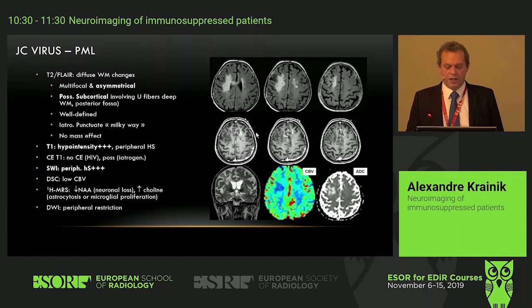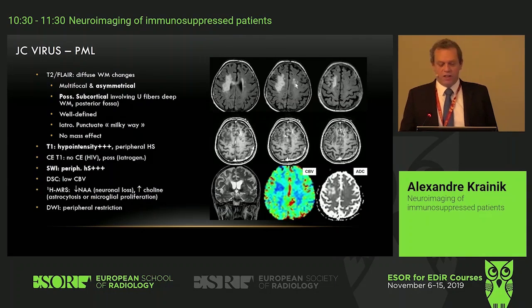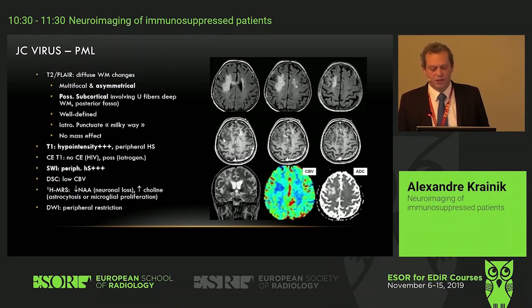And here on the imaging, what you see is a rather multifocal hyperintense lesion. It can be bilateral, but not symmetric. It's rather asymmetrical. And what is really stunning is the hypointensity on T1. This subcortical hypointensity on T1 is very suggestive.